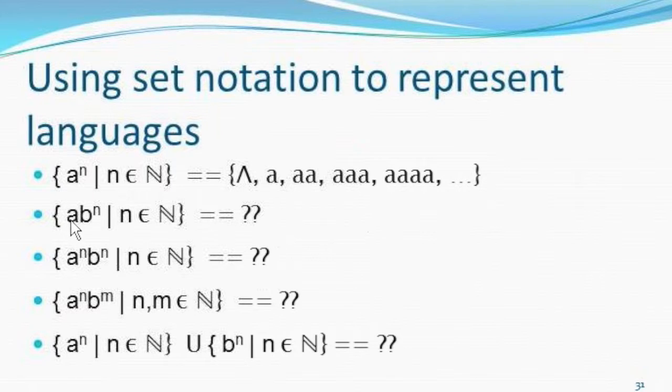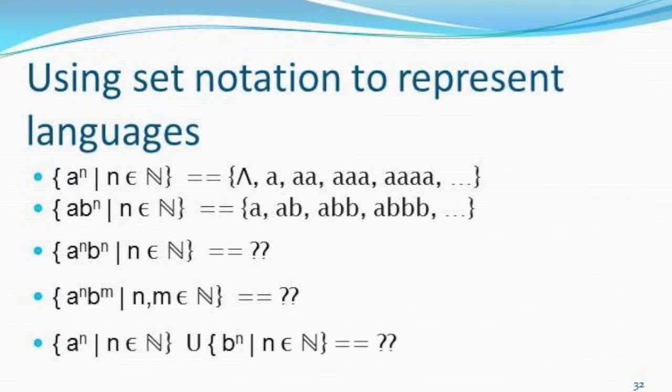What about this one? A concatenated with b to the n, where n is a natural number. Think about it for 1 second. You may even want to pause the video here. I'm not going to give you long pauses, but I'll let you pause the video. So what have we got? Well, every string starts with an A and then it has 0 or more B's. How about this one?